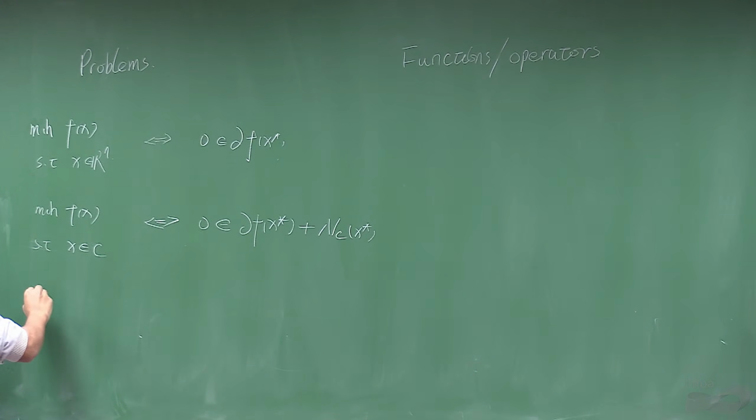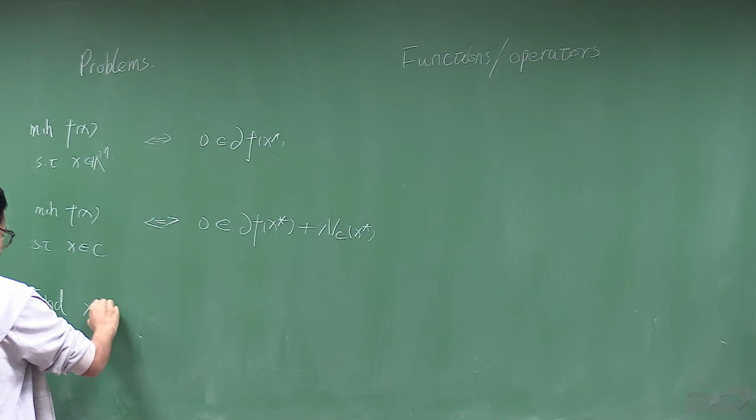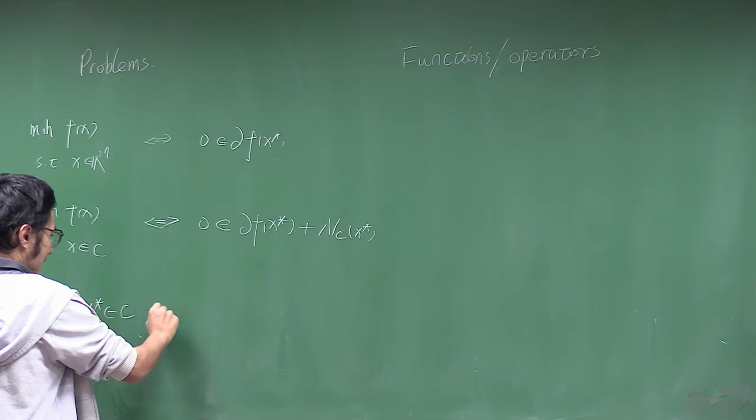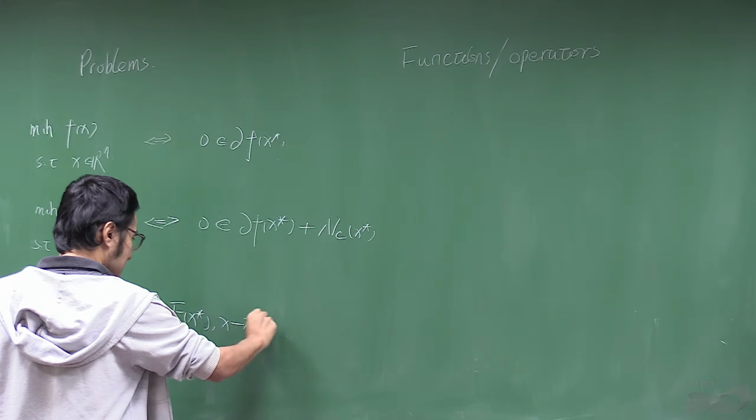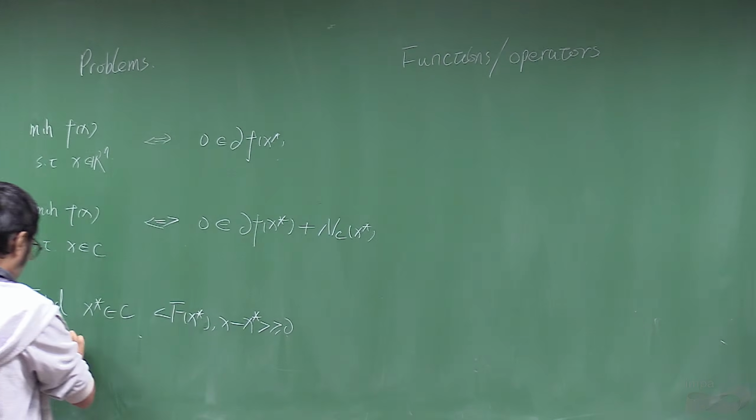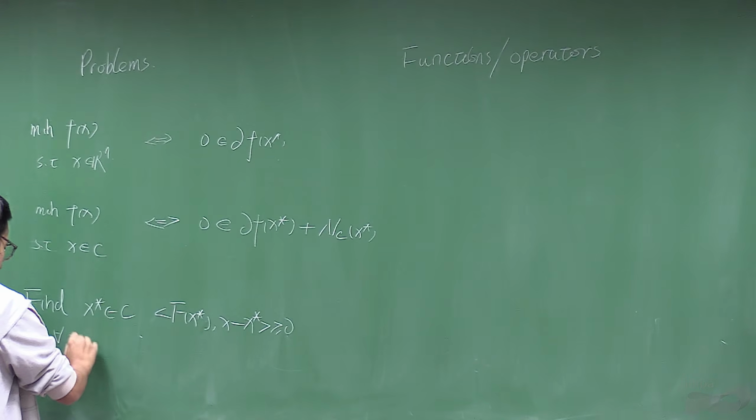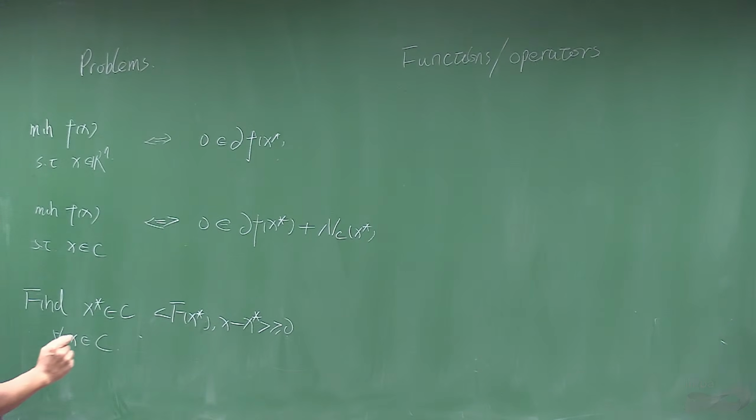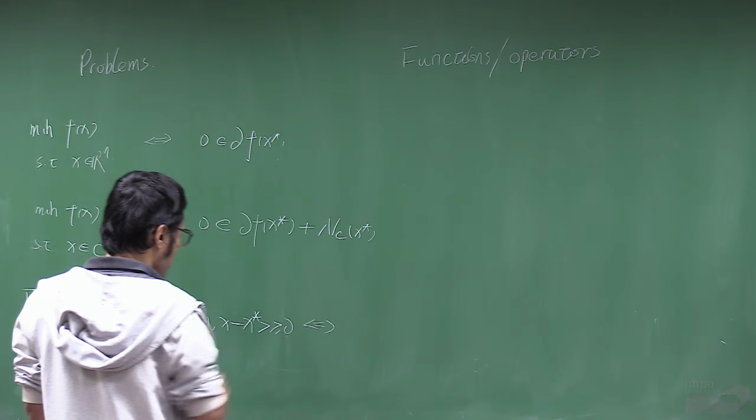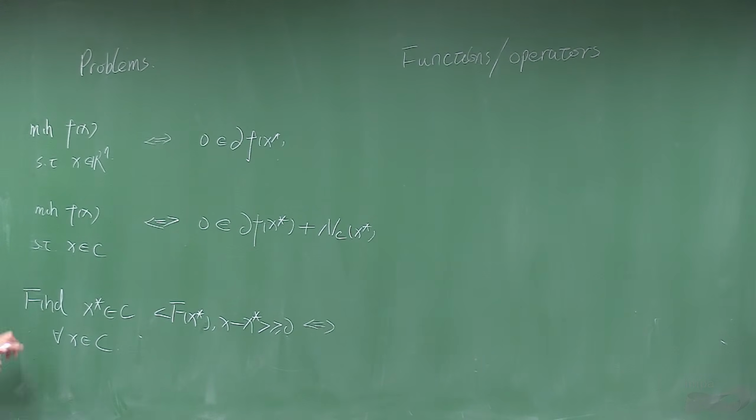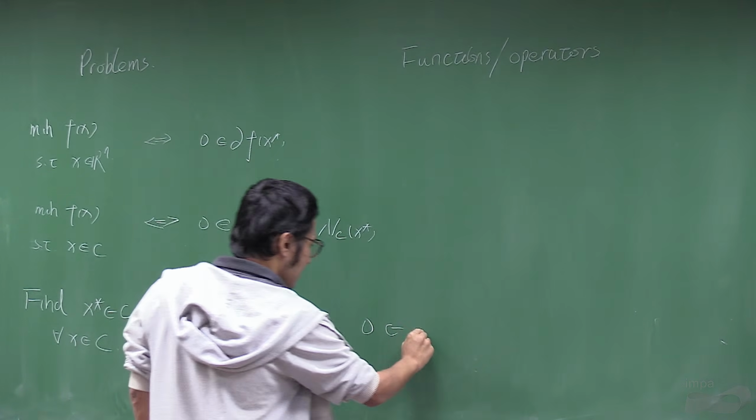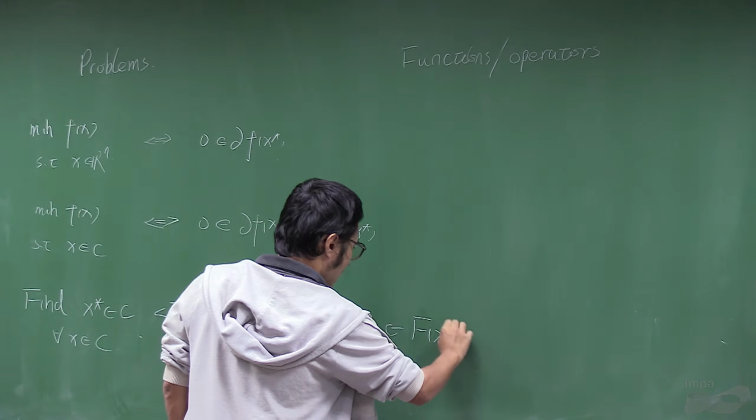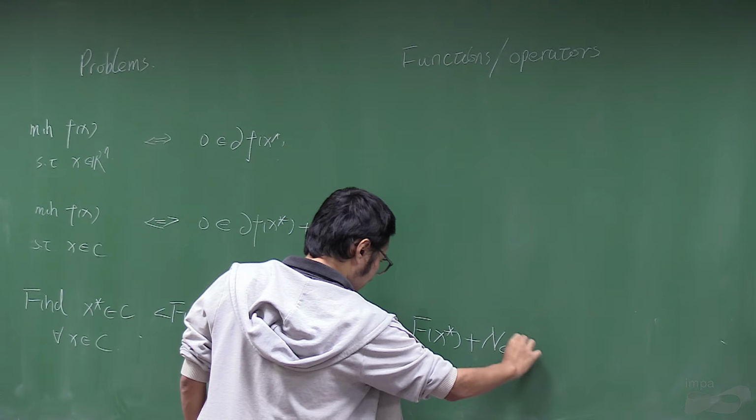Besides these two problems, we can also have the variational inequality problem, which is we want to find a point x star belongs to the set C such that the inner product of F(x star) and x minus x star is greater than or equal to 0 for any x belongs to a closed convex set C. The optimality condition for this variational inequality problem is that we want to find some point such that 0 belongs to F(x star) plus the normal cone of C at x star.